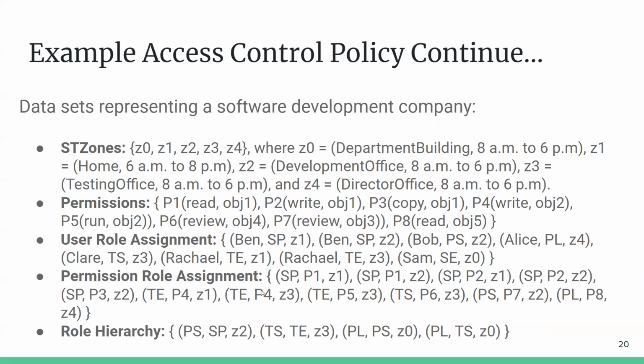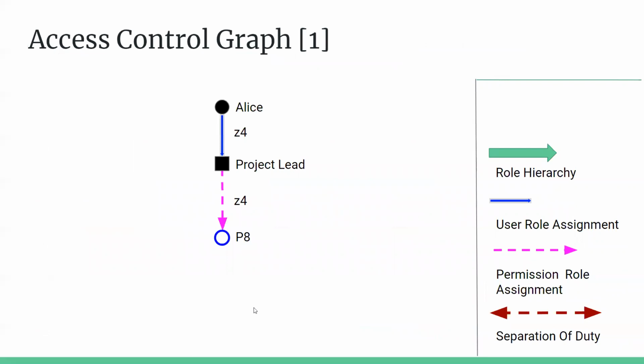Using this data, we can then develop what is called an access control graph. Here we can see a small portion of this access control graph. And what I'm going to be showing is an abbreviated version of the full graph, only showcasing two users of the system. Over on the right, you can see those data sets which help represent the flow of data in the system, such as role hierarchy or user role assignment.